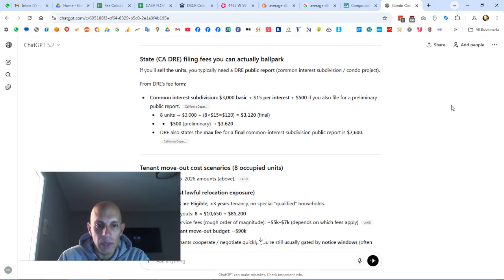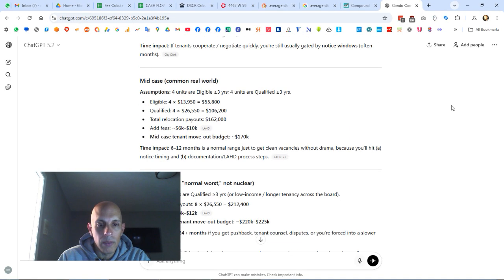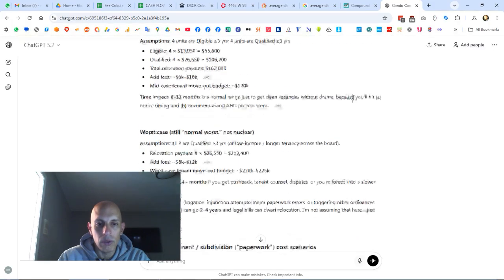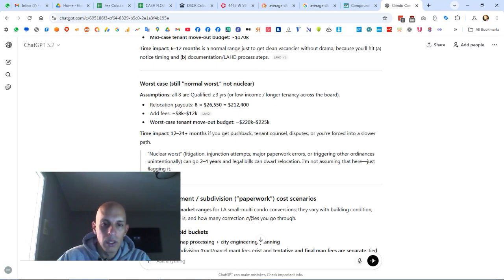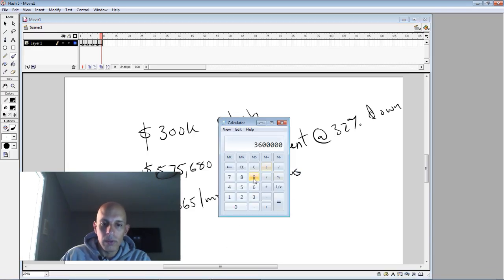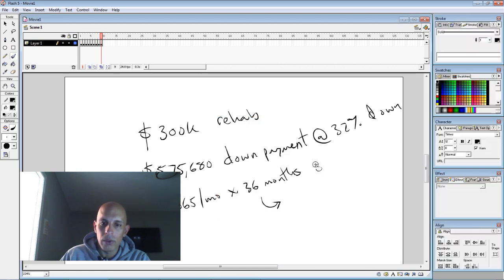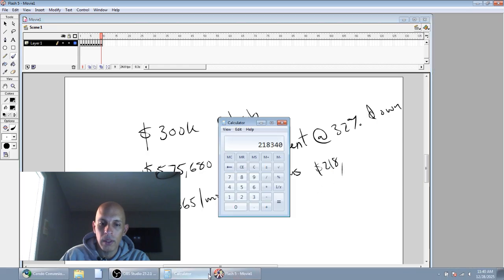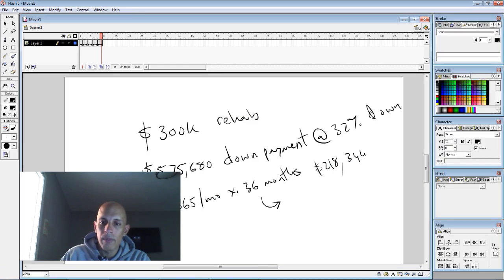In terms of time, I want to know time. 6 to 12 months, 12 to 24 months for worst case scenario. So let's see here. Let's say times 36 months. Okay, let's say this takes 36 months. So 6065 times 36 is equal to an additional 218,340 total.